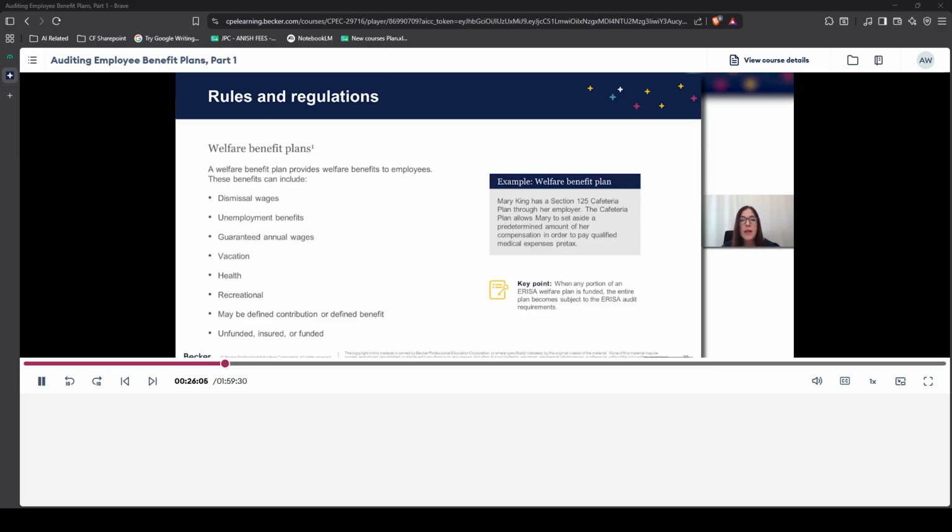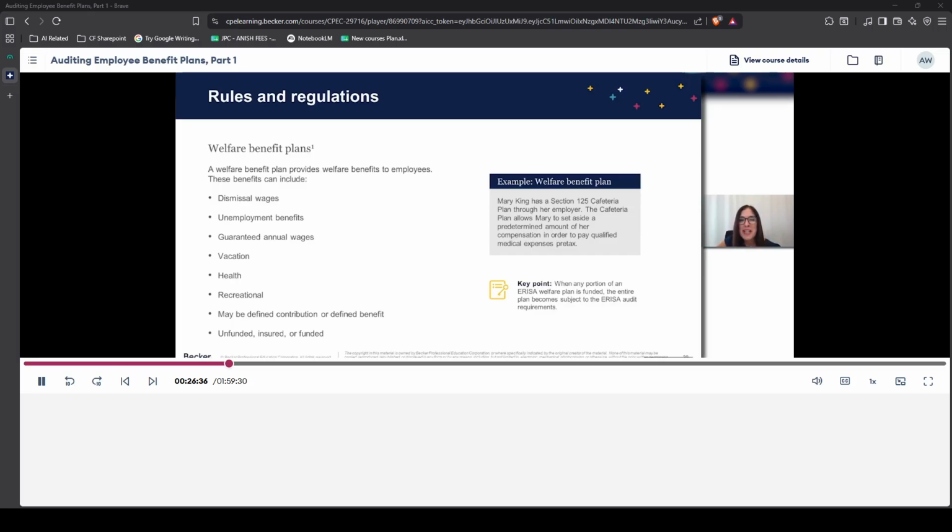With the welfare plans, what I generally find to be more difficult is finding a copy of the actual plan document. Yes, they may have the service agreements with the different entities that are providing some of these benefits, but they may not be able to easily locate the actual plan document. So be very careful with your welfare benefit plans that you can obtain all of the necessary documents.